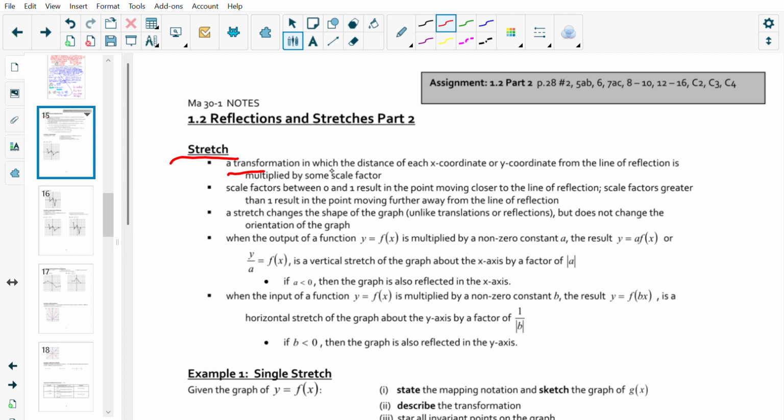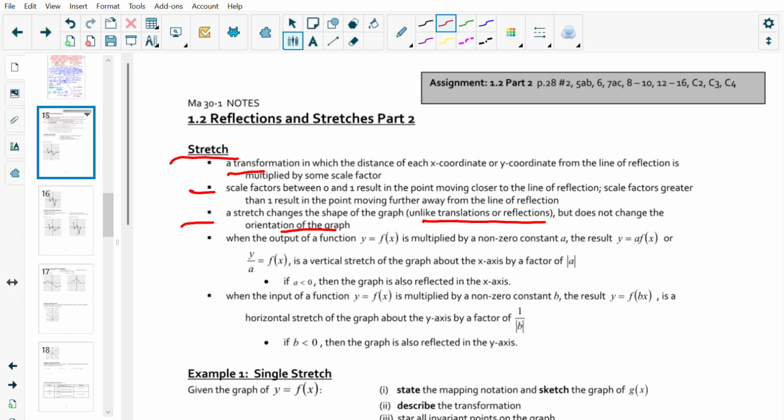A stretch is a transformation in which the distance of each x-coordinate or y-coordinate from the line of reflection is multiplied by some scale factor. Scale factors between 0 and 1 result in the point moving closer to the line of reflection. Scale factors greater than 1 result in the point moving further away from the line of reflection. A stretch changes the shape of the graph, unlike translations and reflections, but does not change the orientation. It changes the shape, but it doesn't change whether it points up or down or if it flips around.